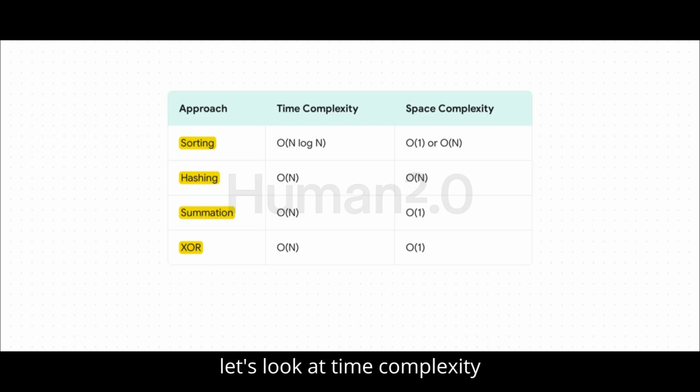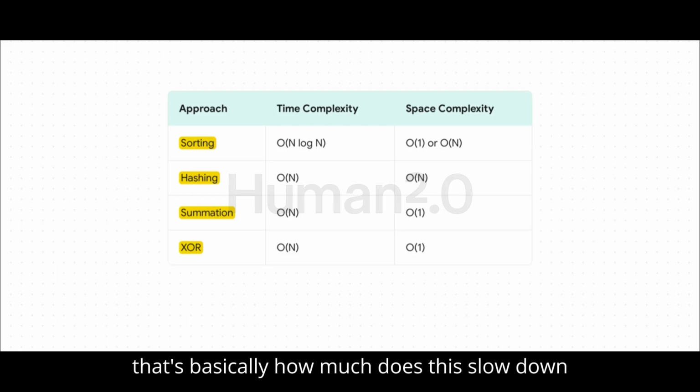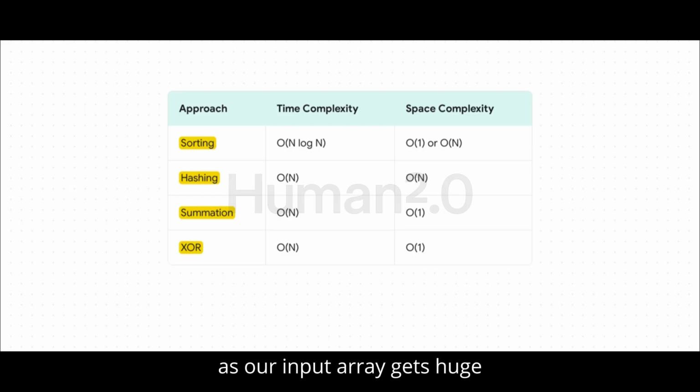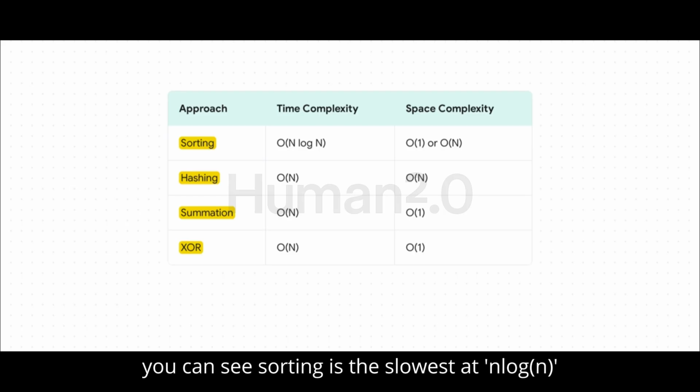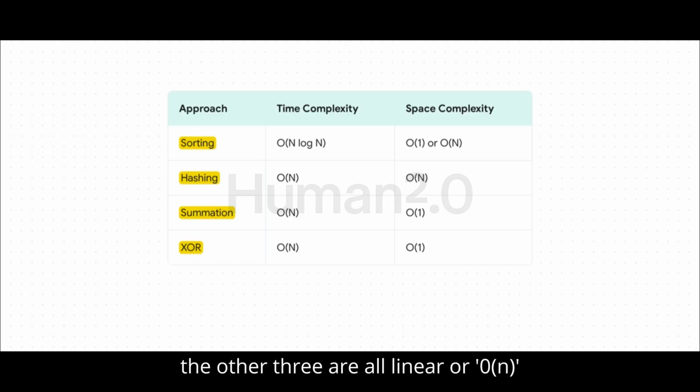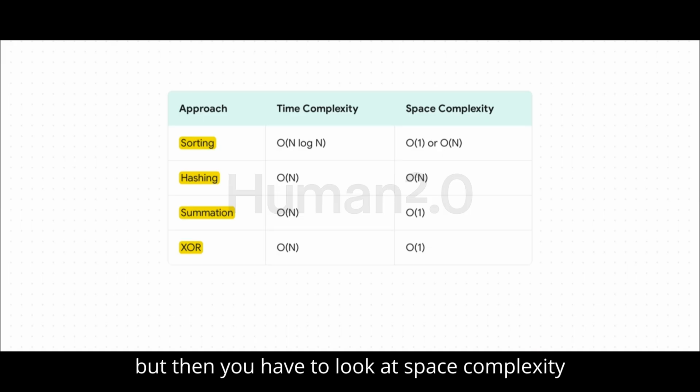Let's look at time complexity. That's basically how much does this slow down as our input array gets huge. You can see sorting is the slowest at n log n. The other 3 are all linear, or O of n, which is a massive improvement. But then you have to look at space complexity. How much extra memory does it need?